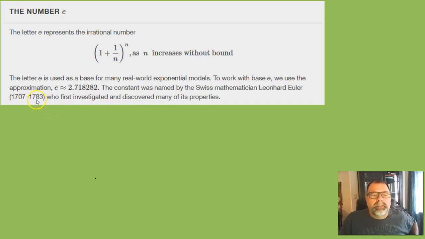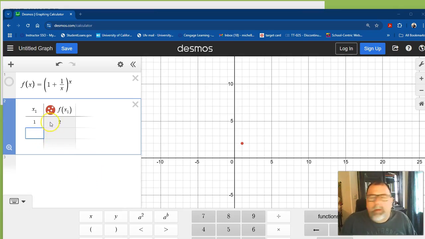So he was in the 1700s. Okay, I just want to show you how that works. So 1 plus 1 over x to the x. So I just changed n to x. I can use decimals. So you can see, if I put in 2, f of 2 is 2.25. So 1 plus 1/2 squared would be 2.25.